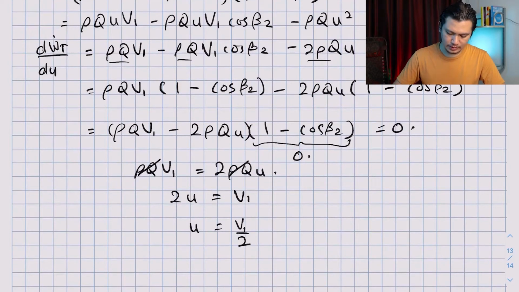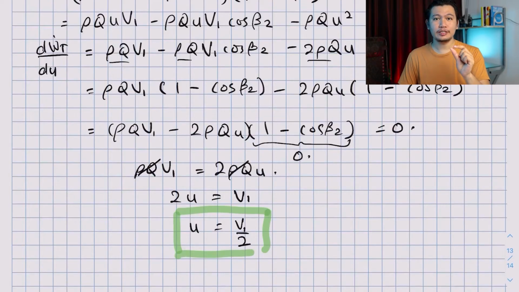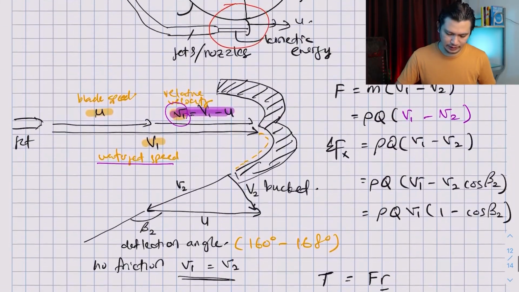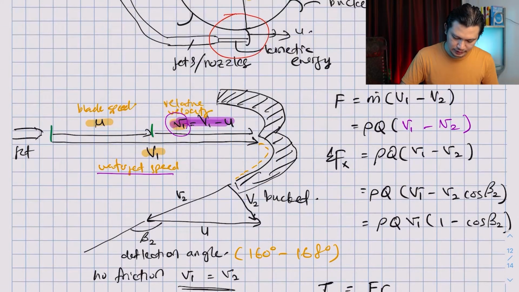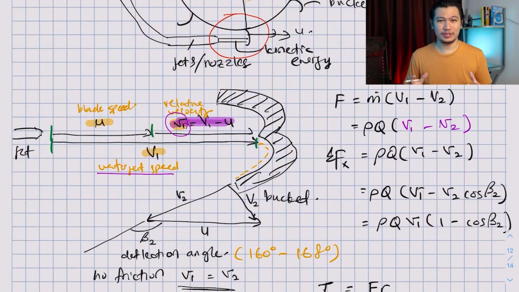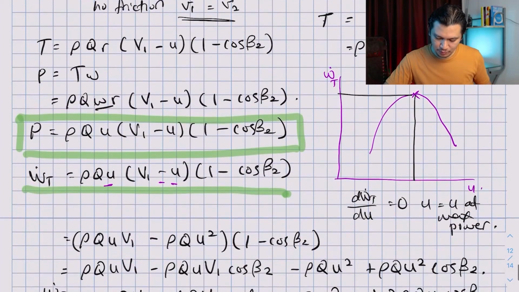And this is important. Whenever U is equal to half the jet velocity, you get the maximum power. So basically in this figure, whenever this U is half of this velocity, you get the maximum power. And now you know that at this point, U is equal to V1 over 2.